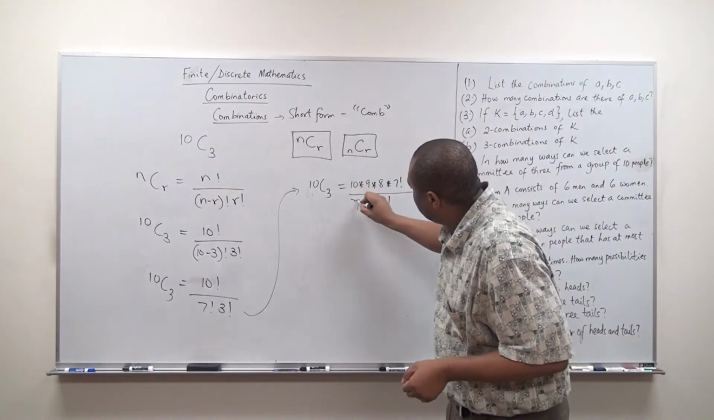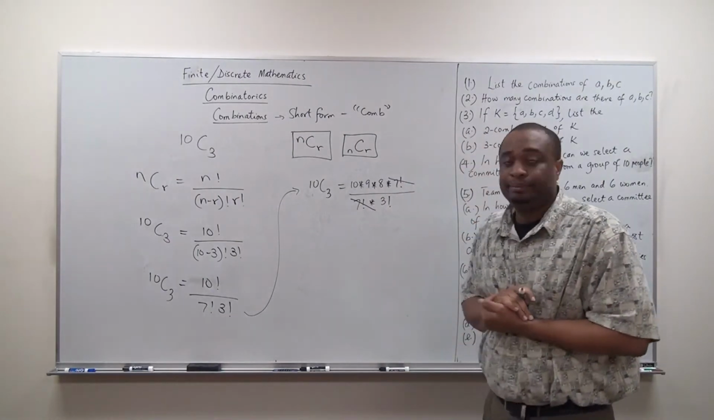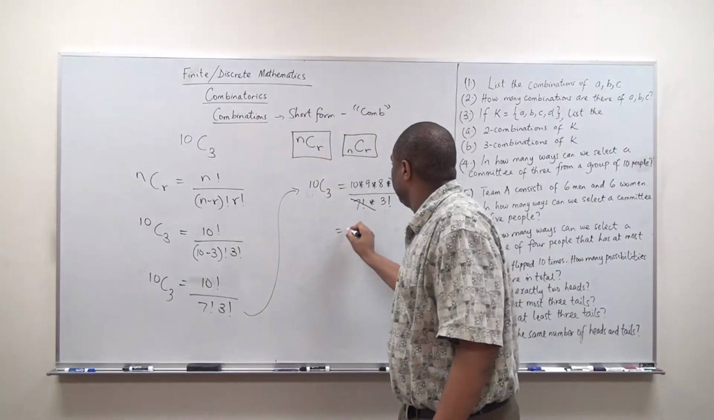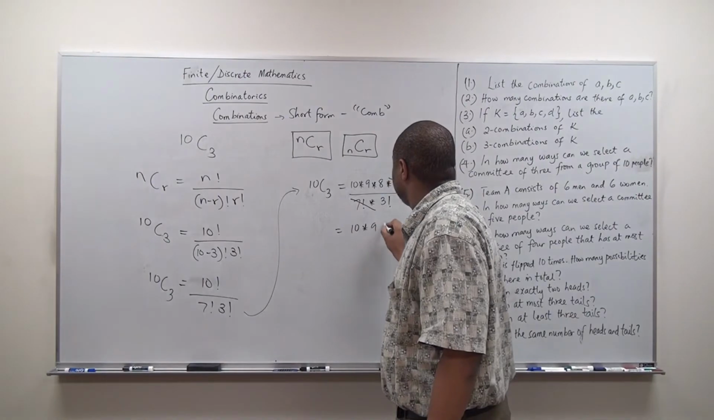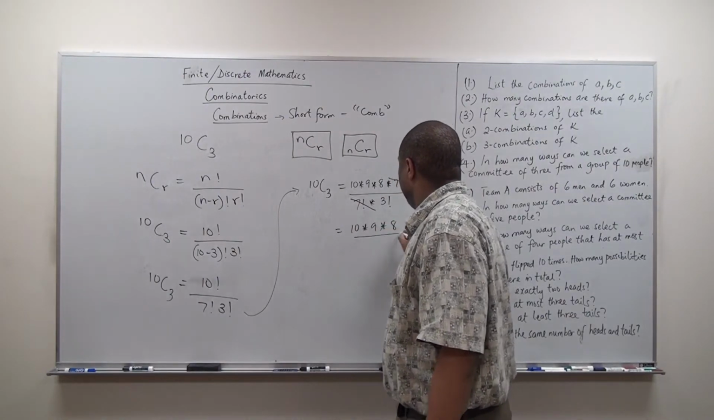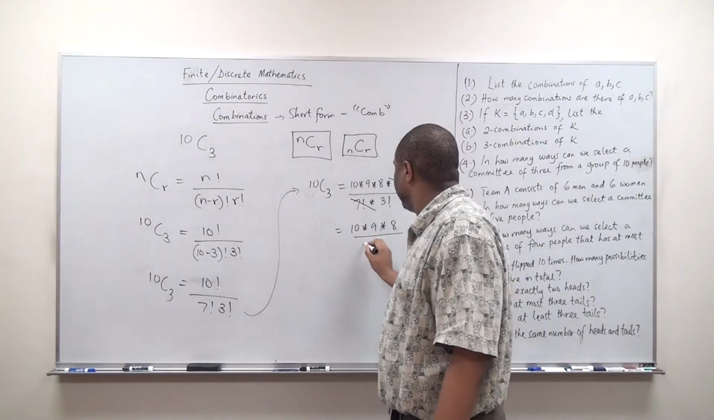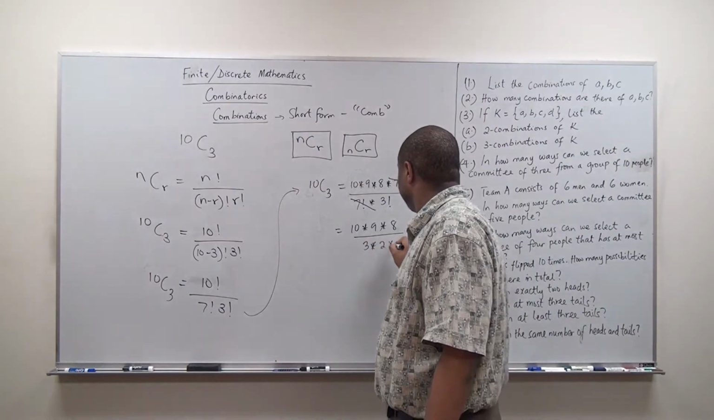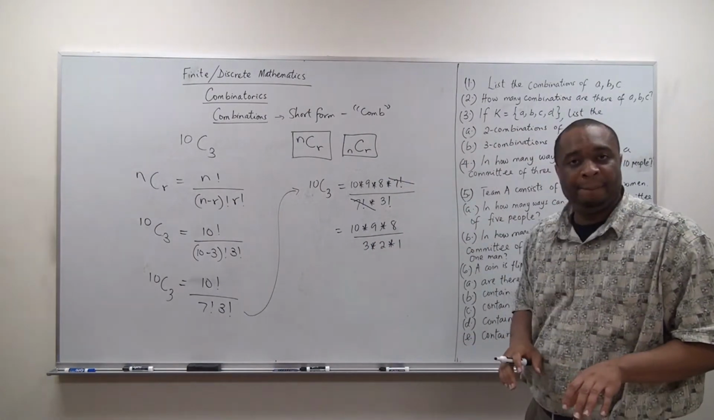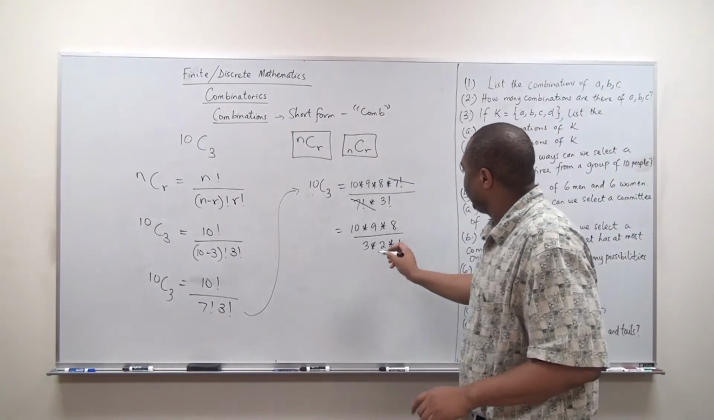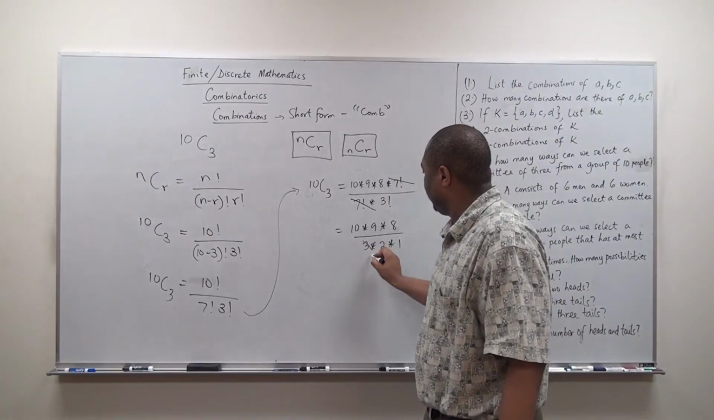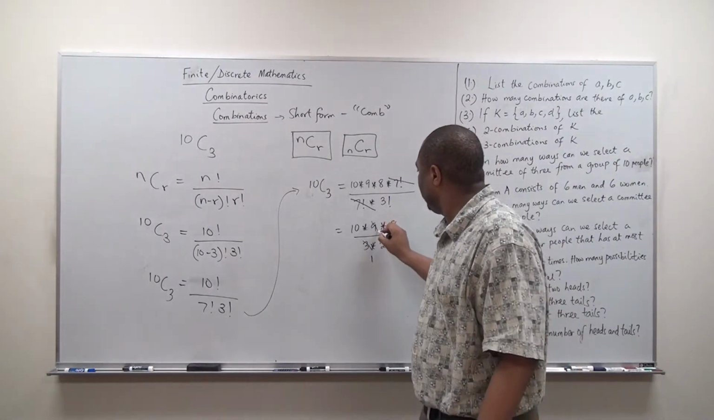So you see, 7 factorial crosses that 7 factorial. So I now have 10 times 9 times 8, all over, now my 3 factorial is 3 times 2 times 1. You see? Then, of course, 3 into 3 will give you 1. 3 into 9 will give you 3.